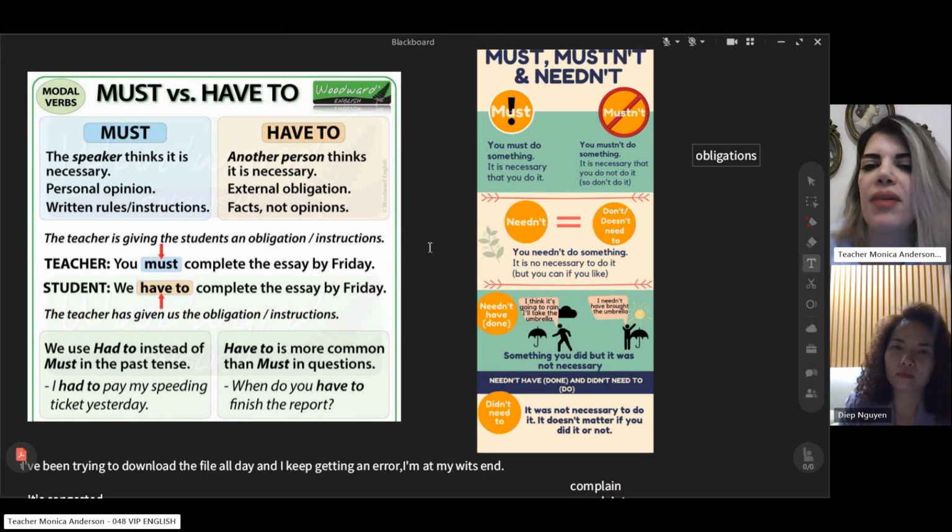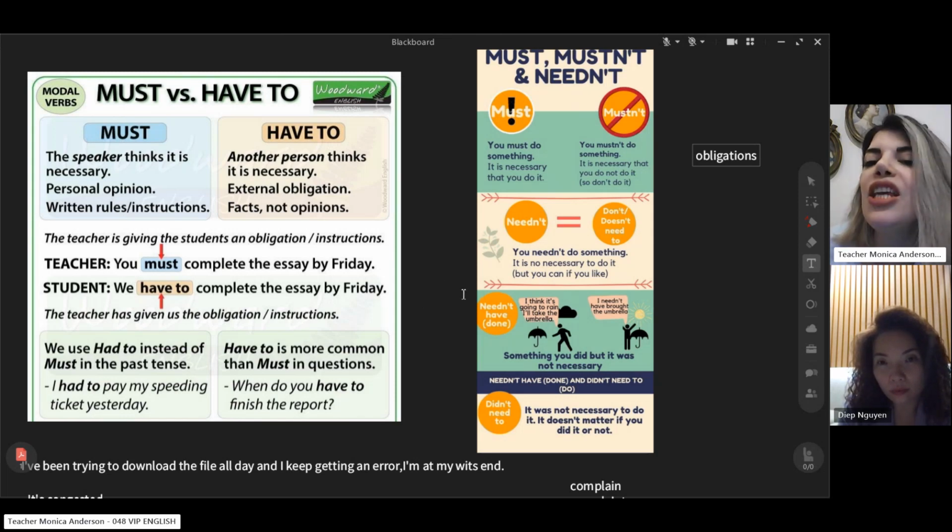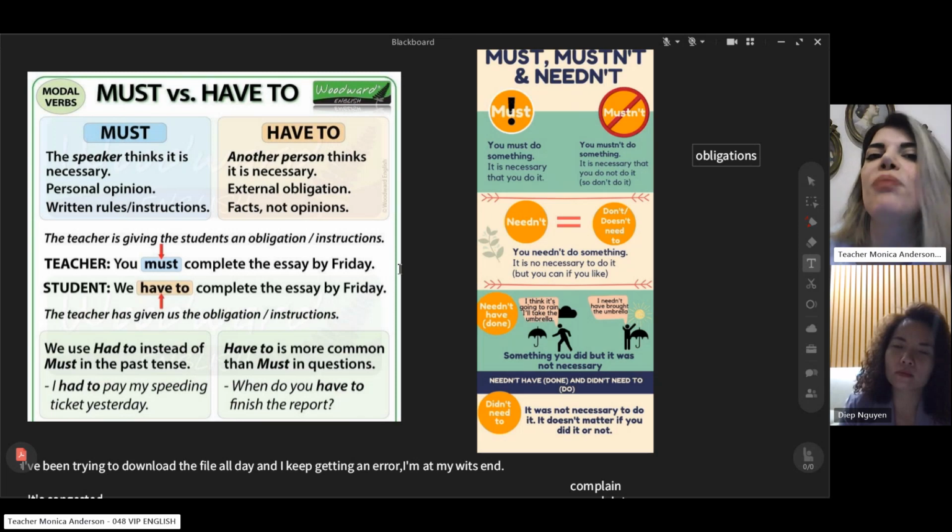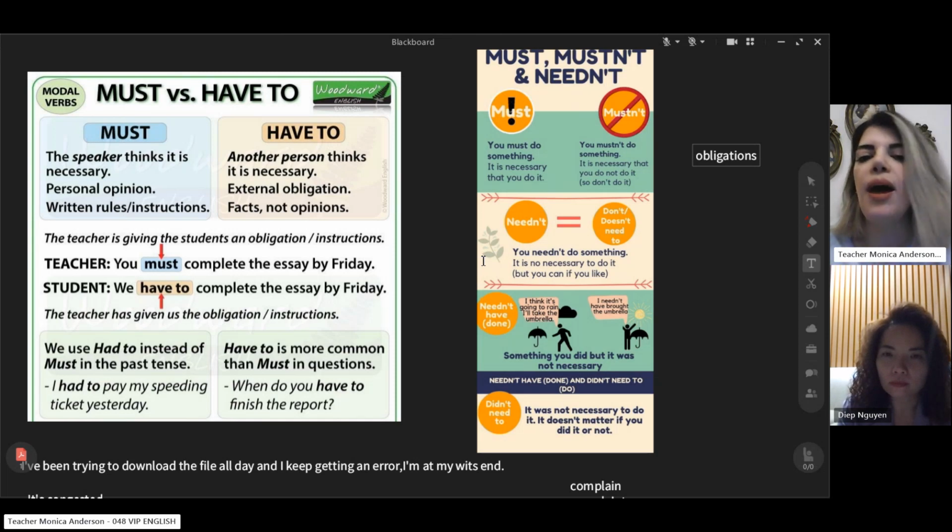Okay, and we have needn't have done. Let me say something. I think it's going to rain. I'll take the umbrella. I needn't have brought the umbrella. So something you did, but it was not necessary. So needn't have done. Needn't plus have plus past participle. I needn't have brought the umbrella. It means something that you did, but it was not necessary.